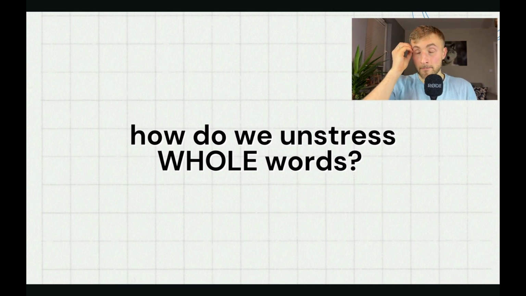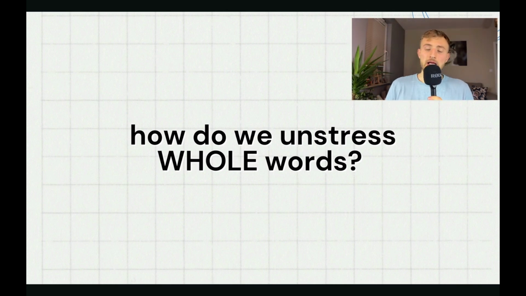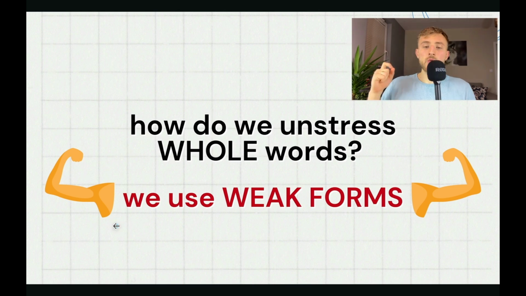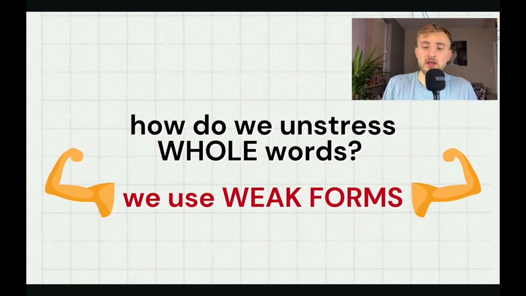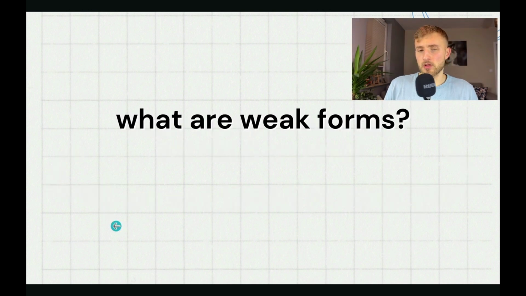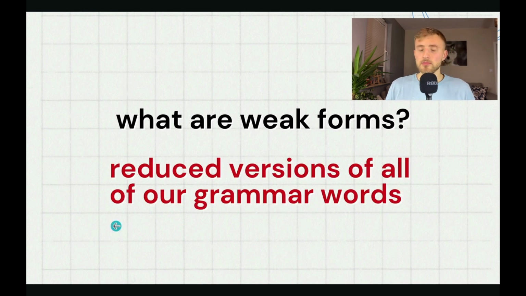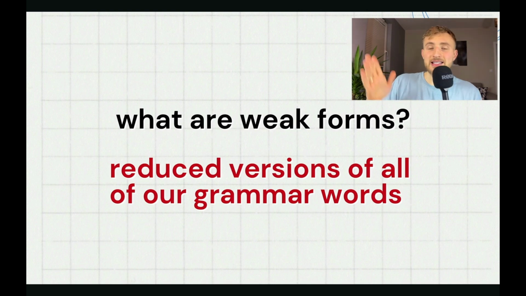And this will probably be a mind-blowing experience for you, or at least I hope. How do we unstress whole words? Well, we use something called weak forms. The way we've got strong forms, we have weak forms. This is such an important concept. What are weak forms, you might ask? They are reduced versions, from a pronunciation perspective, of all of our grammar words. All those grammar words I showed you have reduced versions that we can use when we speak to give our speech fluency and rhythm, stress and unstress.